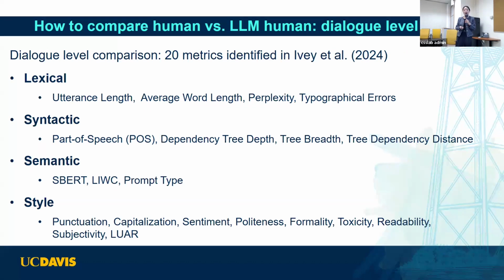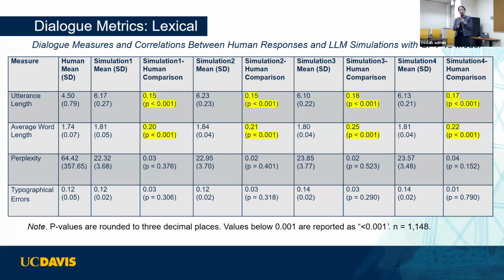And then the next one is we can also compare on the dialogue level, the lexical, syntactic, semantic and style of conversations across the simulated and the human responses. And we also did see some differences here. For example, utterance length. So basically, how long the conversational line was in the original human sample versus simulations. If we look at the first column, human mean, 4.5, that's the utterance length of the human response to the chatbot. And then simulation 1 is up to 6.17, and there is a big difference here. Again, a consistent result is that all the simulated humans generated much longer conversational lines than the real humans in conversing with AI models.